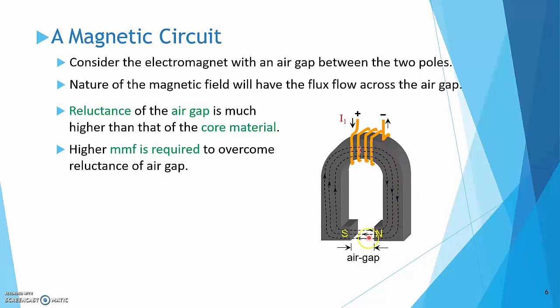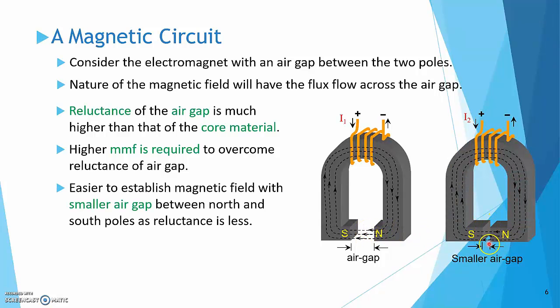A magnetic circuit path can consist of more than one material, for example, a piece of ferrite with an air gap. The reluctance of the air gap can be a few hundred times higher than that of the core material. Therefore, a higher magnetomotive force is required to drive the same amount of flux through a magnetic circuit with an air gap. The smaller the air gap, the smaller the requirement of the magnetomotive force to drive the same amount of flux.